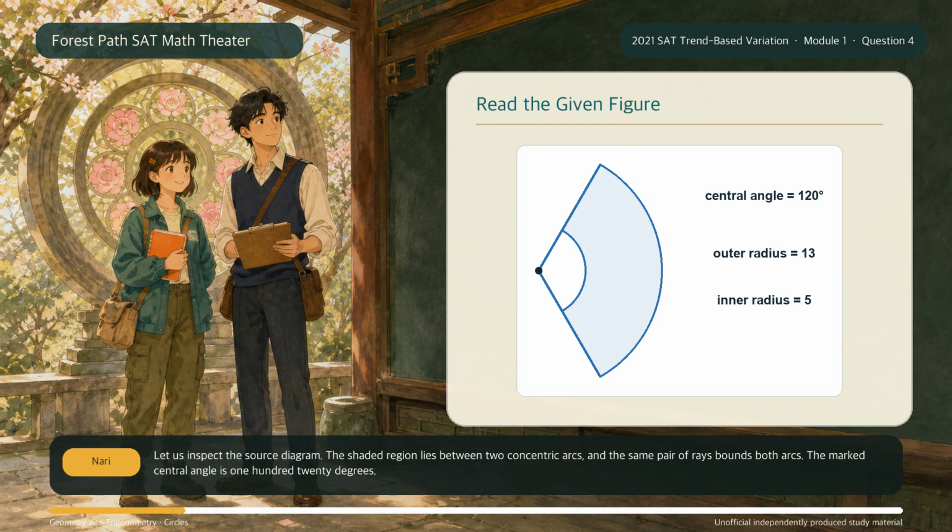Let us inspect the source diagram. The shaded region lies between two concentric arcs, and the same pair of rays bounds both arcs. The marked central angle is 120 degrees.